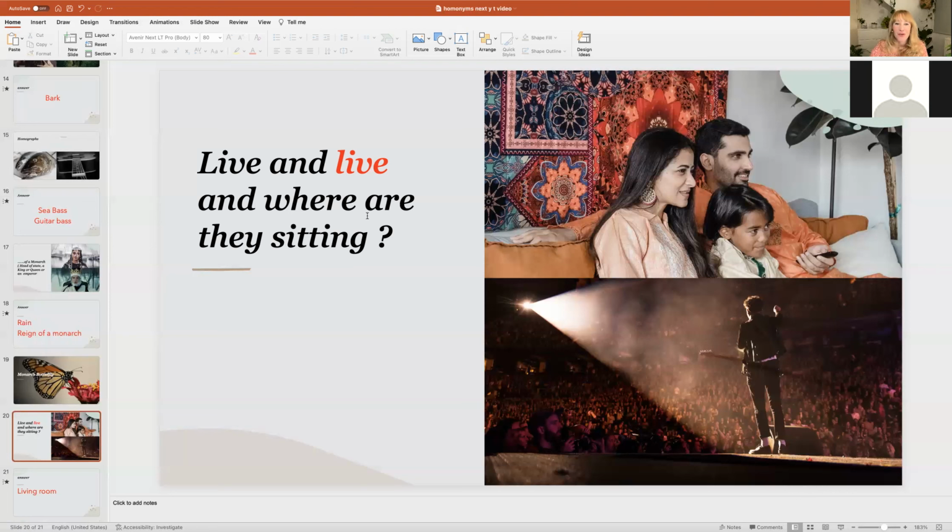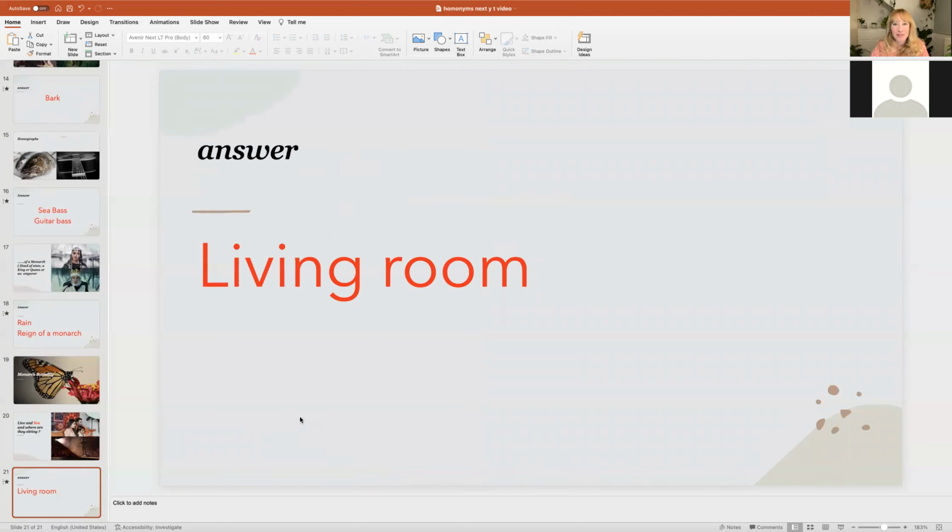So the question is, in which room of the house are they sitting? Well, then in many places, even in America, they might call it the lounge. But in England, we tend to call this room, do you know, where all the family like to sit? It is called the living room. So they are sitting in the living room.